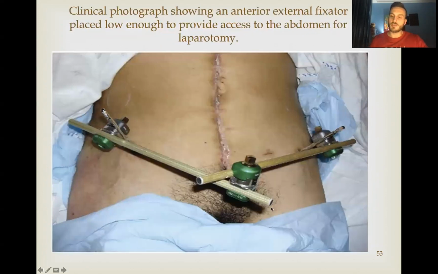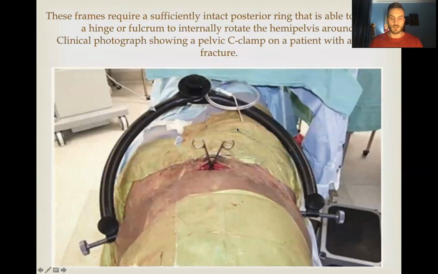This is a picture of an external fixator. So they did closing of the book, and then they fixed it with an external fixator, as you can see in this picture. And you can see this scar, which is an indication of laparotomy. So this patient was really in a high energy trauma, and he was unstable. They had to open him up, and maybe they did packing. Then they put the external fixator.